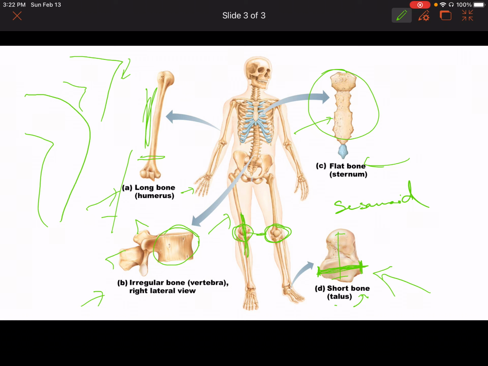Some sesamoid bones also develop in the wrists, for example. There are a few known to develop just anywhere where you have some of these ligaments that might be under quite a bit of tension. Right. So, all right. Those are the classes. I'm pretty happy with all of that.